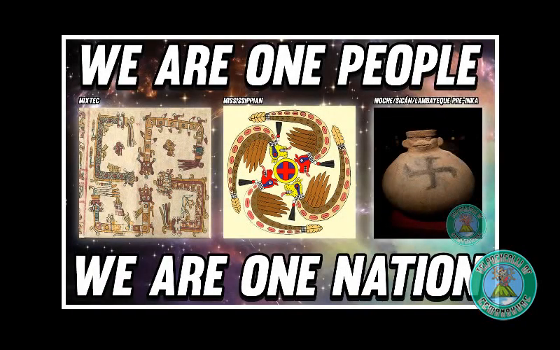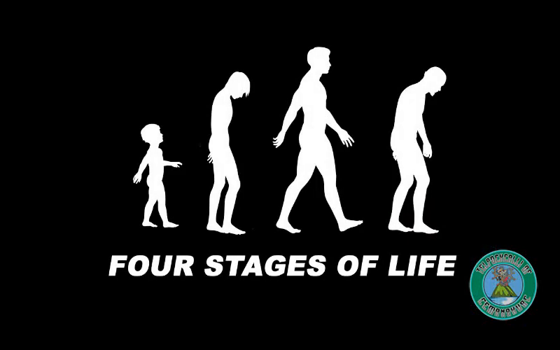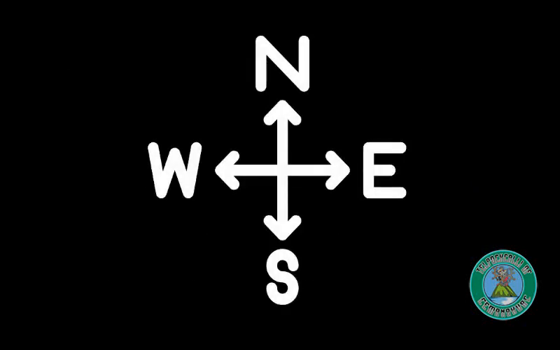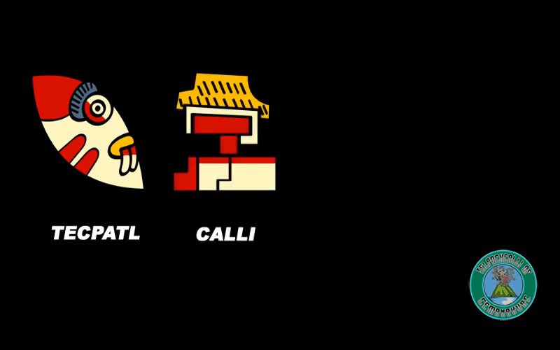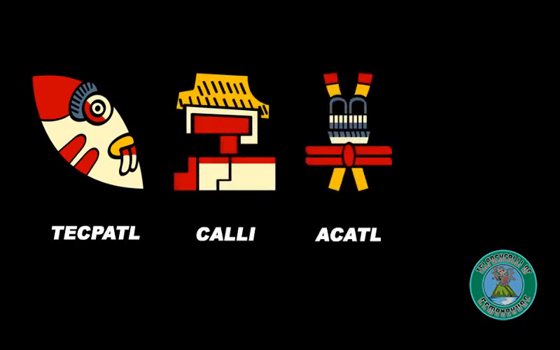In this video, we will focus on discussing the concept of the so-called swastika that we independently developed. In our Nican Tlaca cultures, this term is singular for native and classical Nahuatl. We had several interpretations for this symbol concept. The four stages of life: childhood, adolescence, adulthood, and old age. The four directions: north, west, south, and east. It represents the symbols Tecpatl for flint in Nahuatl, Calli for house, Acatl for cane, Tochtli for rabbit.